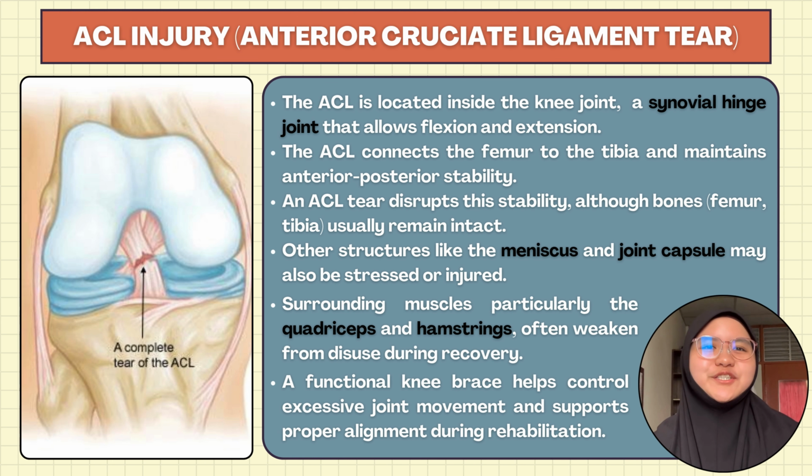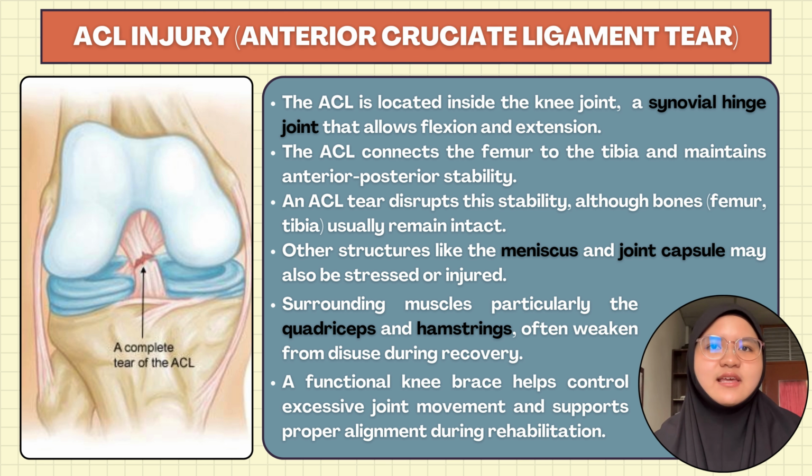Now, moving on to ACL injuries, one of the most common sports-related knee injuries. The anterior cruciate ligament, or ACL, is found inside the knee joint, which is also a type of synovial hinge joint. The ACL connects the femur to the tibia and plays a key role in maintaining anterior-posterior stability of the knee. When the ACL is torn, often due to sudden twisting or impact, the joint loses its stability, even though the bones themselves usually remain intact.